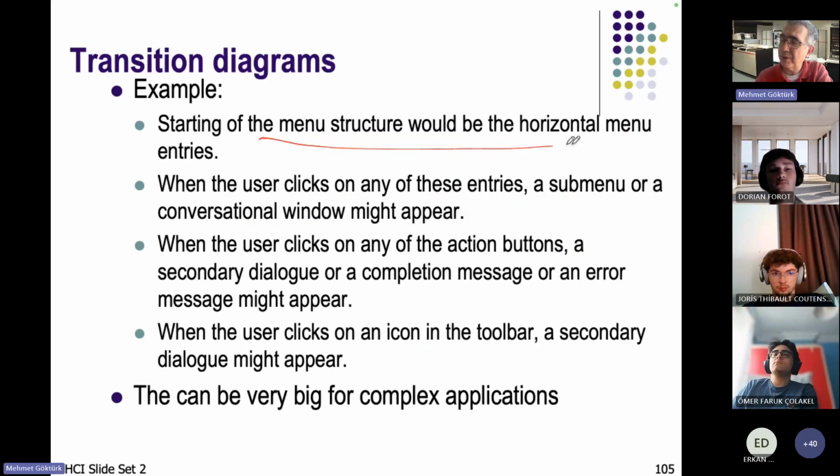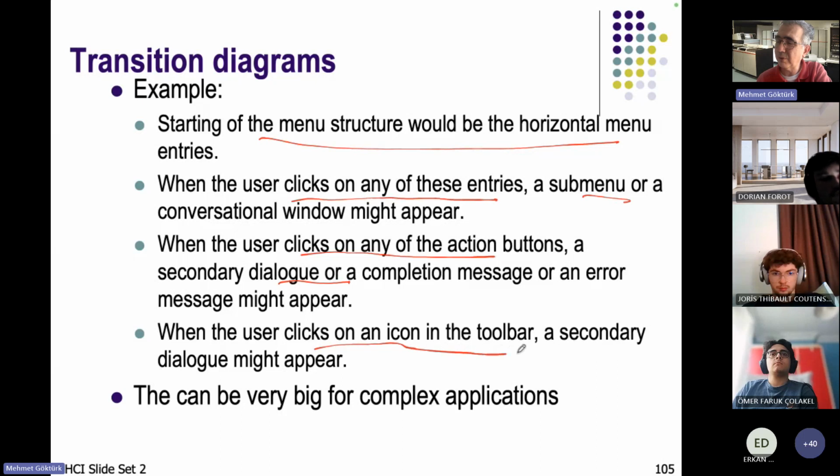Starting with the menu structure. When the user clicks on any of the horizontal menus, sub-menu appears. When the user clicks on any of the action buttons, secondary dialog appears. When the user clicks on the toolbar, secondary dialog might appear. So modeling these transitions becomes very big for complex applications. Therefore, we don't do it that way. We draw limited part of the problem. We try to focus on the problematic parts.